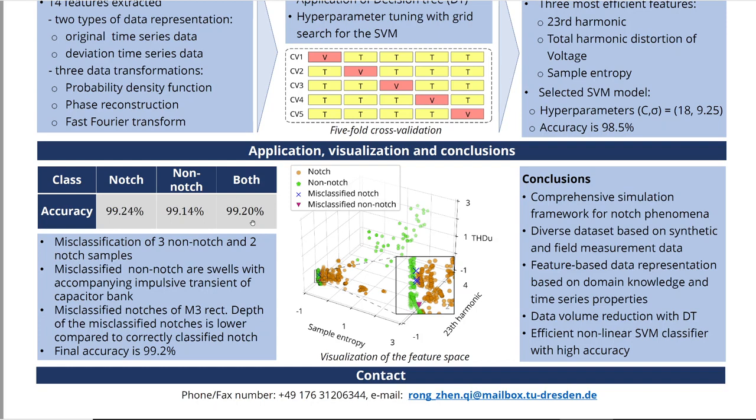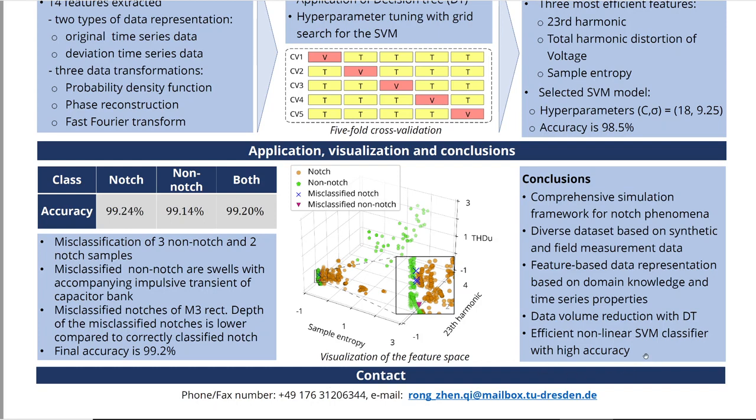When we look one step further into the misclassified examples, we found that the misclassified non-notches are swells with accompanying impulsive transient of capacitor bank, and the misclassified notches are from M3 rectifiers whose depth is lower compared to correctly classified notches. As can be seen in this figure, in the feature space, the points of misclassified samples are located in the overlapping area.